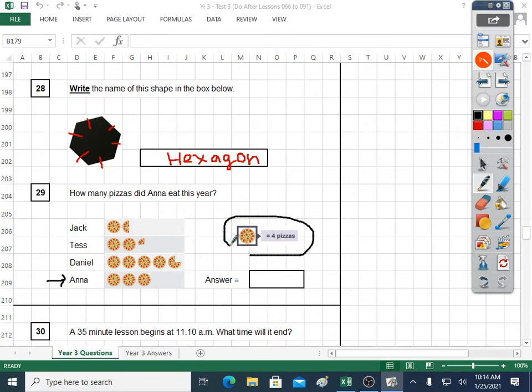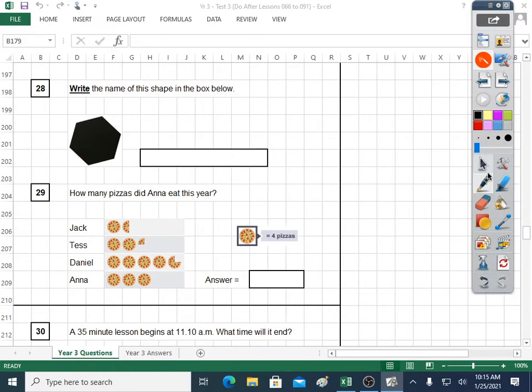Oh, no. No, because on this pictogram, one picture of a pizza equals 4. So she actually ate 4, 8, 12 pizzas, because each pizza represents 4 pizzas. 4, 8, 12. So how many pizzas did Anna eat? 12 pizzas. So watch out for that question, because the picture of a pizza didn't mean 1, it meant 4 in this case. Which is a bit strange, but that's what happens on pictograms. Otherwise they get too big. You have to draw too many pieces, so they make 1 represent 4 or something like that.